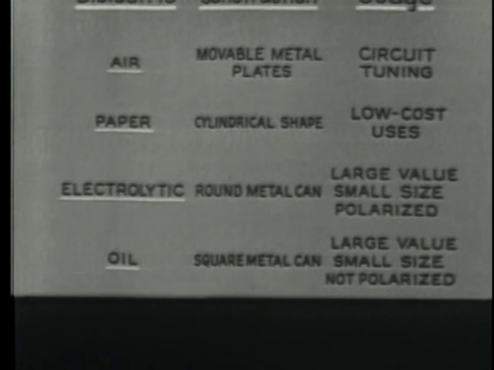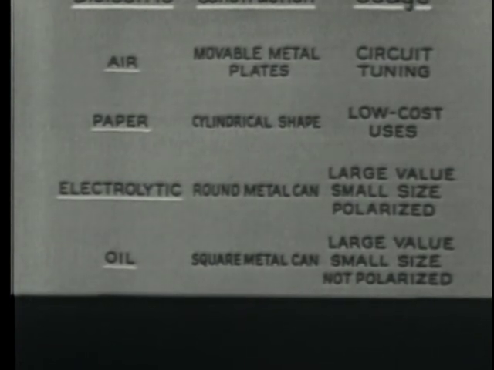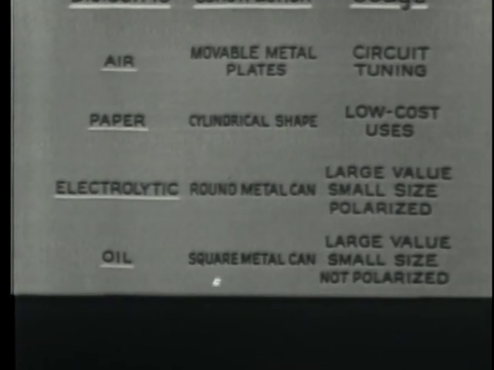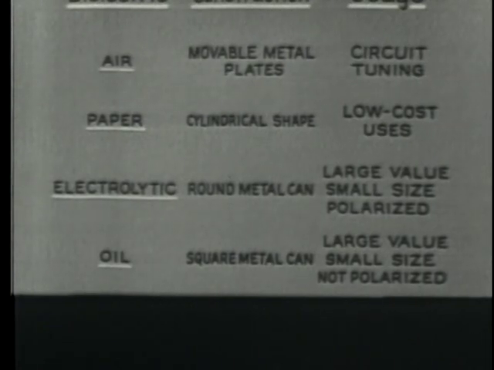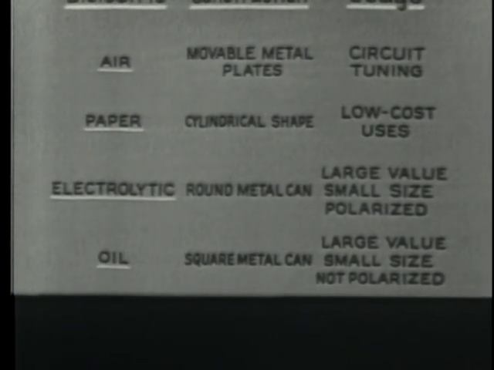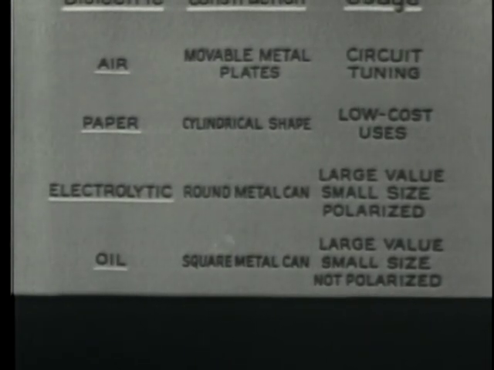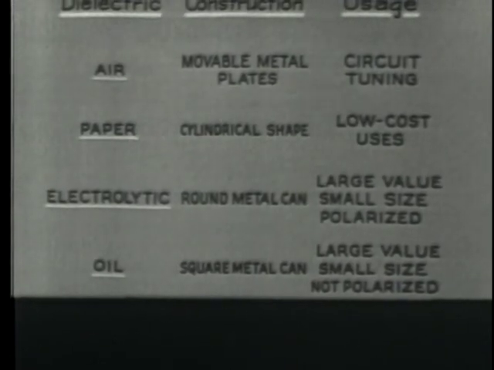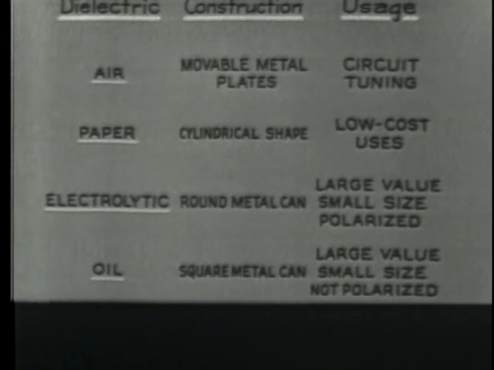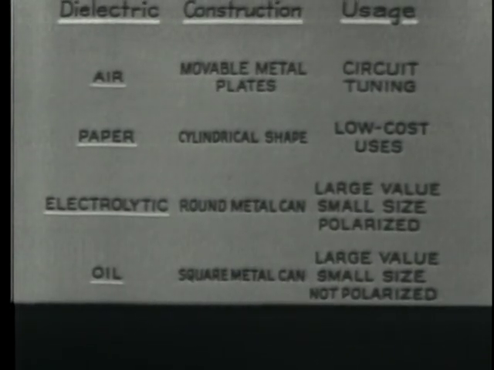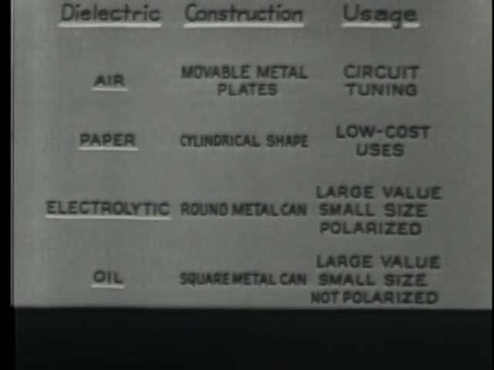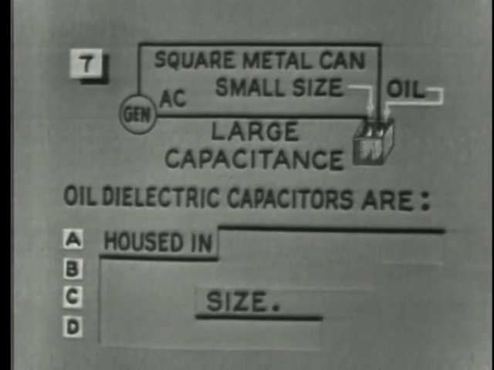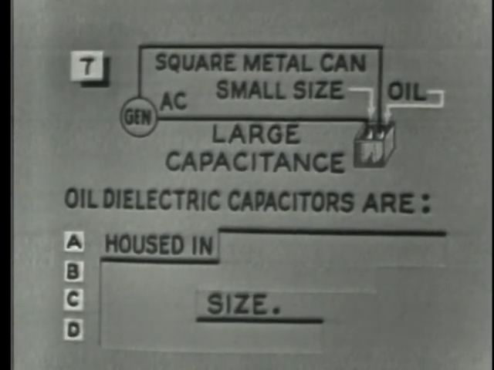The round one is polarized and must be used in accordance with its polarity markings in DC circuits only. The square or rectangular has an oil dielectric and is not polarized. Therefore, it can be used in either DC or AC circuits. Now complete number 7 on your response sheet.